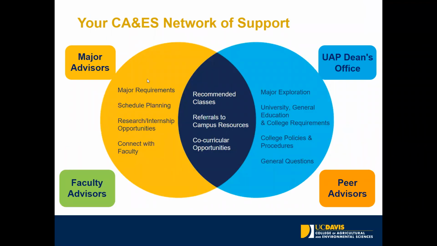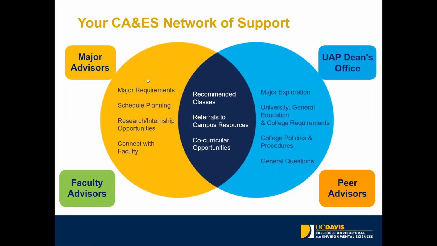So next, there's also a couple of Dean's Office advisors who may be responding in the chat. They're waiting in the wings to come on and help out if needed. But we just wanted to talk about your network of support here at UC Davis. You are going to hear about so many different kinds of advisors that it might seem a little bit overwhelming at the time, but also know that that is that many people here to help you.